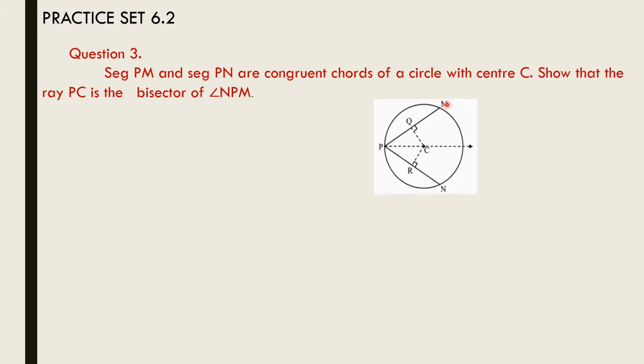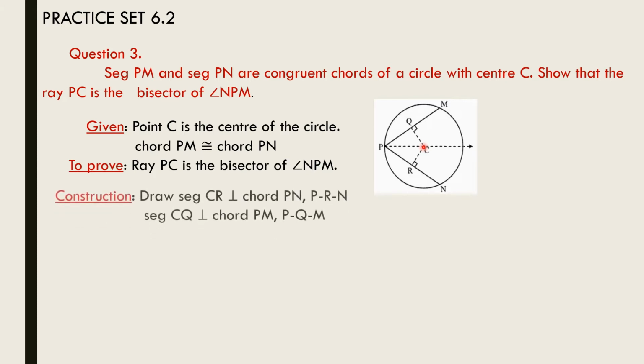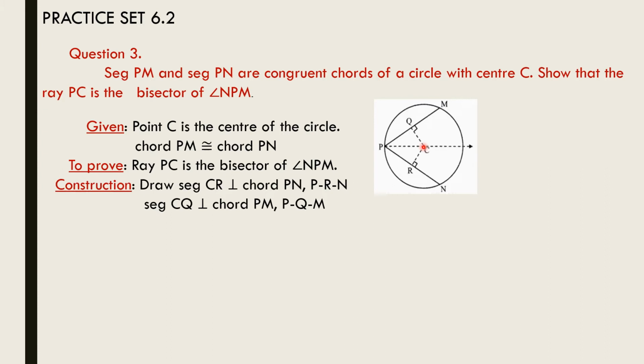In this figure, we have to prove that angle NPC is congruent to angle MPC. First, write the given. Point C is the center of the circle and chord PM is congruent to chord PN. And to prove, ray PC is the bisector of angle NPM. And construction: draw segment CR perpendicular to chord PN, that is P-R-N, and segment CQ perpendicular to chord PM, that is P-Q-M.